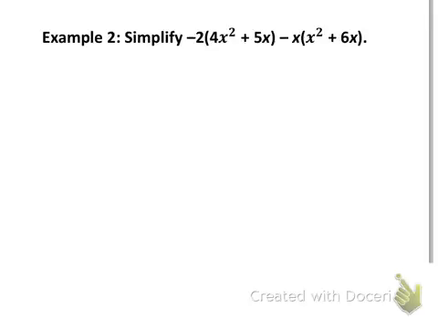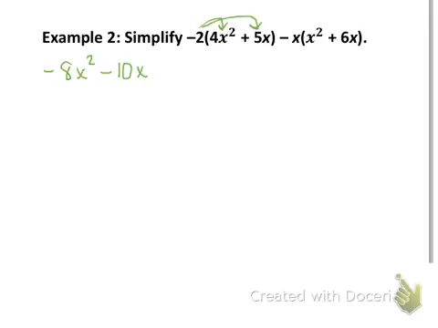Alright, so example 2. We've got a monomial multiplied by a binomial subtracted by a monomial multiplied by a binomial. A lot of work to do here. We're going to distribute first, and then we're going to have to combine some like terms. So I'm going to distribute the negative 2 to both things inside the parentheses. That gives me negative 8x squared. Negative 2 times 5 is negative 10x.